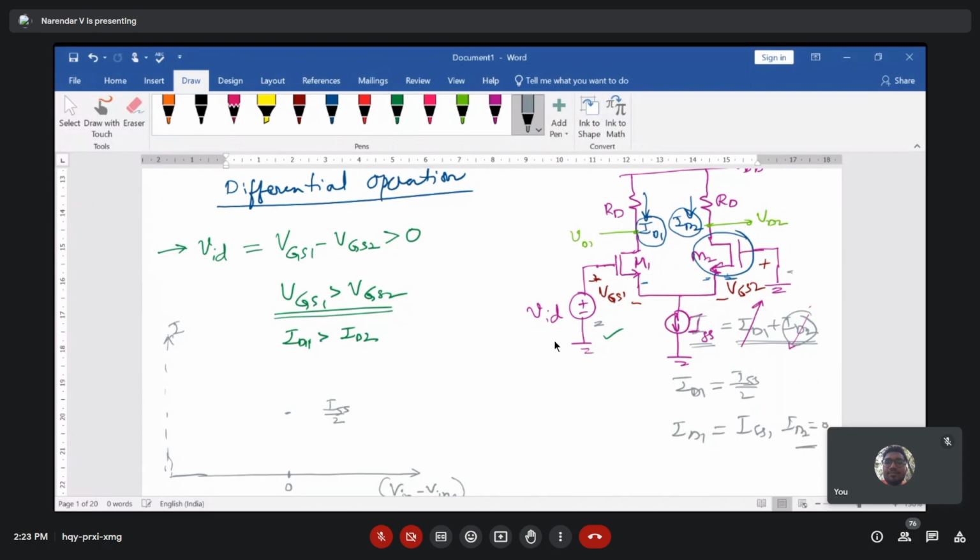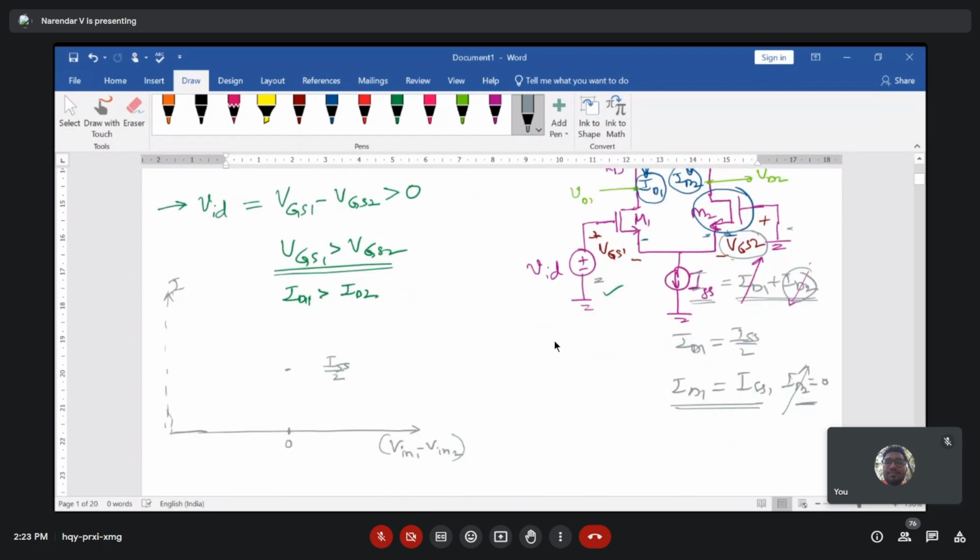What it means? It means that VGS2 is connected to ground, and VGS1 is higher value. As a result of that, ID2 goes to 0 and then ID1 is becoming your ISS. Right? So the maximum value, I can write it here, this is a maximum limit which is referred to be ISS limit. So now let me consider this is the ISS limit and this is the ISS by 2 limit. ISS by 2 is the current when both the inputs are same.